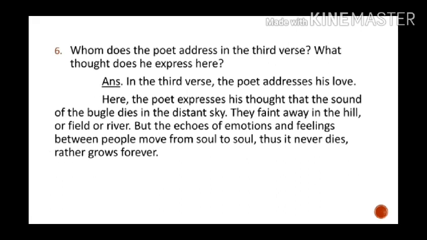Question number 6. Whom does the poet address in the third verse? What thought does he express here? Answer. In the third verse, the poet addresses his love. Here, the poet expresses his thought that the sound of the bugle dies in the distant sky. They faint away in the hill or field or river. But the echoes of emotions and feelings between people move from soul to soul. Thus it never dies, rather grows forever.